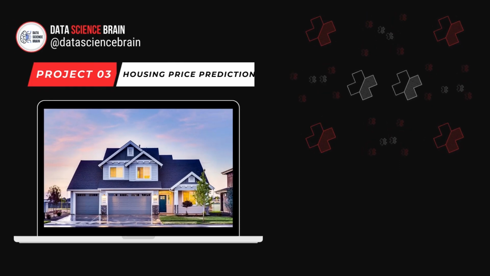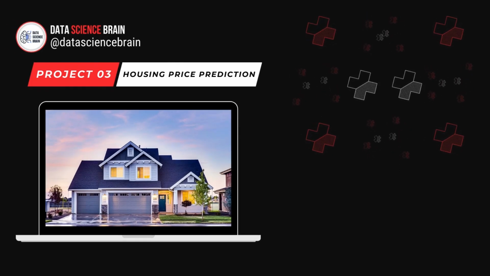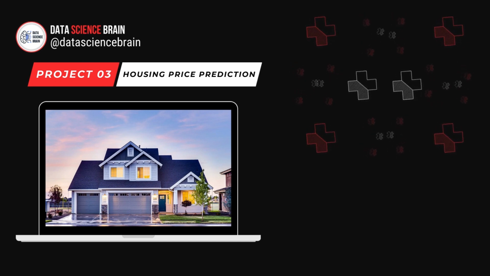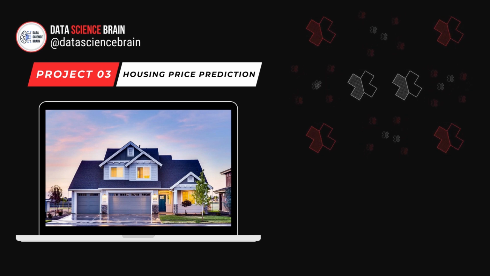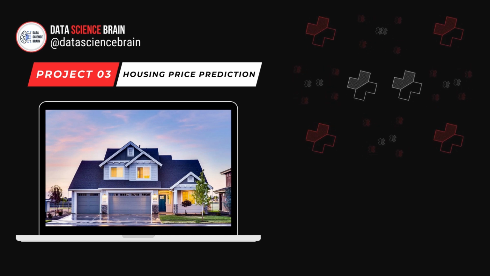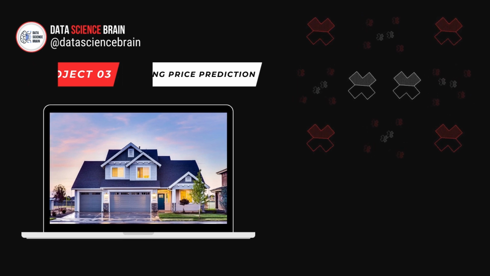The next one is Housing Price Prediction. Again, another project that is really famous in the world of data science. It's perfect for diving into regression analysis. You can use the Boston housing dataset, which is conveniently available in the scikit-learn library itself.